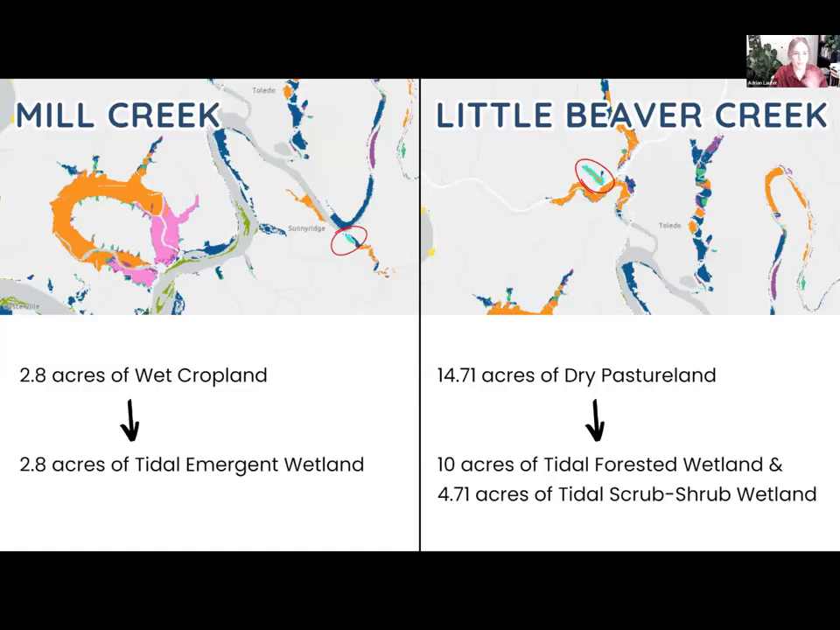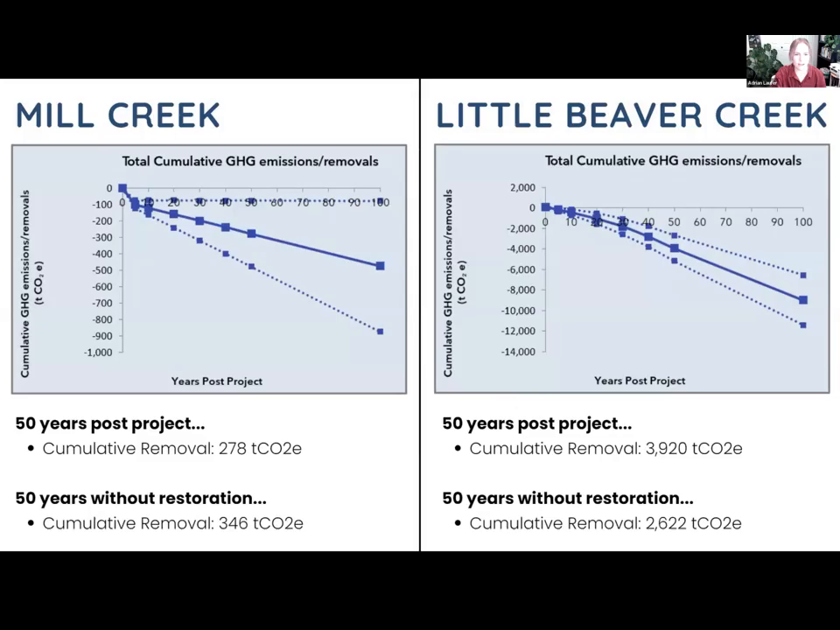So for the Blue Carbon Calculator, these are what we'll input. I'm not going to show all of the inputs themselves, but say Mill Creek were to turn into tidal emergent wetland, and for Little Beaver Creek in this scenario, maybe we're turning it into a mixture of tidal forested wetland and tidal scrub shrub wetland. This could be identified based off of elevation, right? So how the site is going to be changing over time. And using the calculator, we get these results.